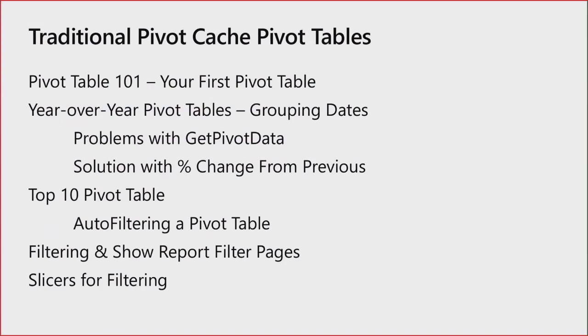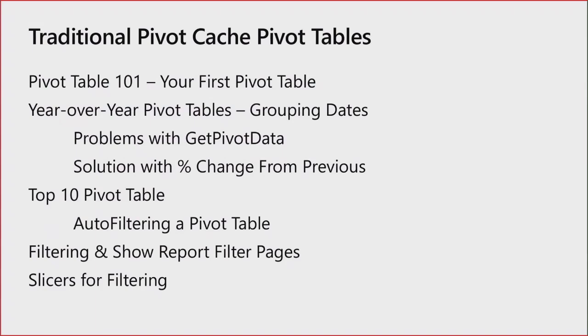All right, so I'm going to start off in the first half here talking about traditional pivot cache pivot tables. Just insert pivot table, not checking the box for add this data to the data model. In this first demo, I'm going to do Pivot Table 101: how to create your first pivot table and rearrange that pivot table. And then some cool tricks with year-over-year pivot tables, how to group daily dates up to months and years. But then there's a problem, a bug.